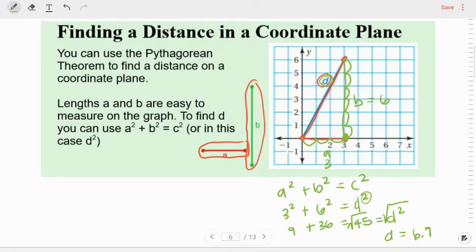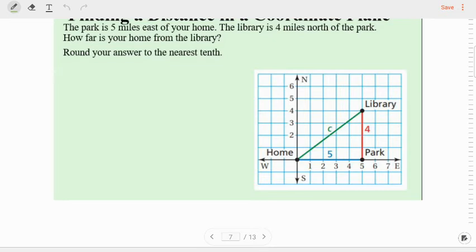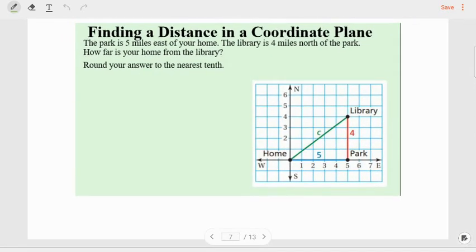So let's look at a couple more examples. So finding distance in a coordinate plane. Let's say I have this picture. The park is 5 miles east from your home. And you'll notice here is my home at home base. The park is 5 miles east. So there is my A length, that horizontal flat length. The library is 4 miles north.